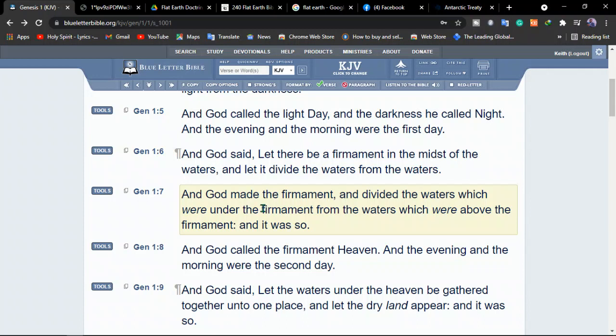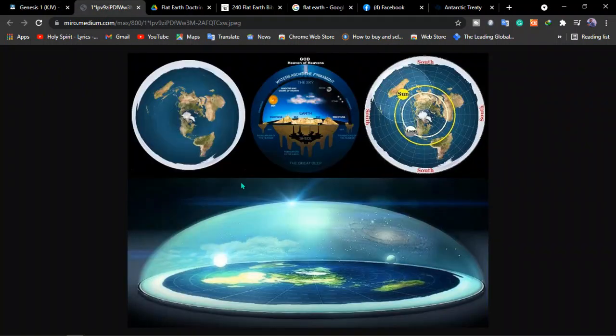Verse 7. And God made the firmament and divided the waters which were under the firmament from the waters which were above the firmament. And it was so. Now look at this. There are some key words here you need to understand. God made the firmament and divided the waters which were under the firmament. So there are some waters under the firmament. You see? There are waters here under this firmament, from the waters which are above the firmament.